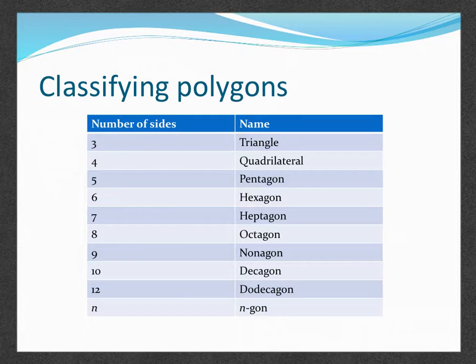All right, classifying by the names. So this is straight memorization, right? If it has 3 sides, it's a triangle. 4 sides, it's a quadrilateral. 5 sides, pentagon. 6, hexagon. 7, heptagon. 8, octagon. 9, nonagon, 10, decagon, 12, dodecagon, and anything else, so the n is anything else, is the number of sides, n-gon. Like if it was 11, it's 11-gon. Okay? If it's 222, it's 222-gon.